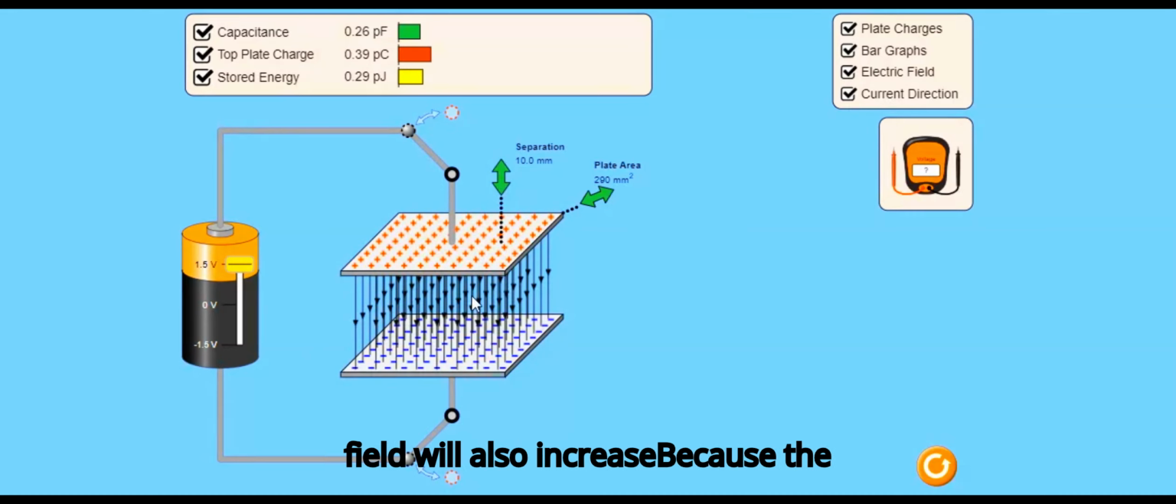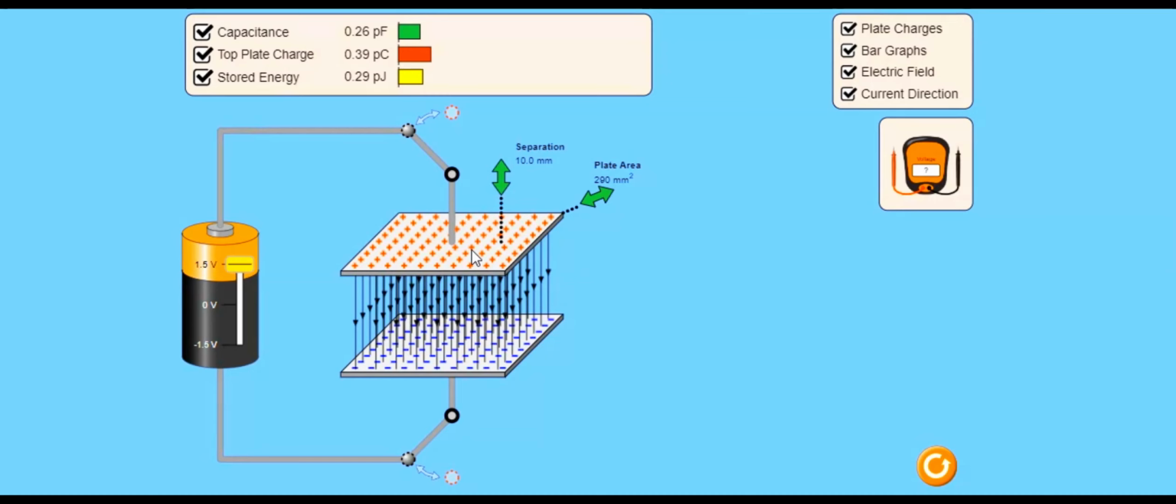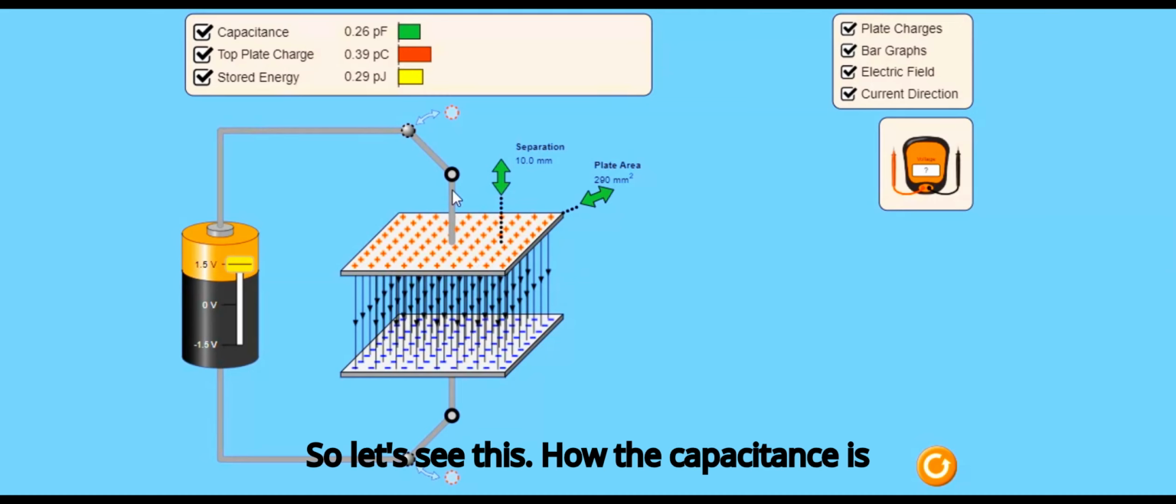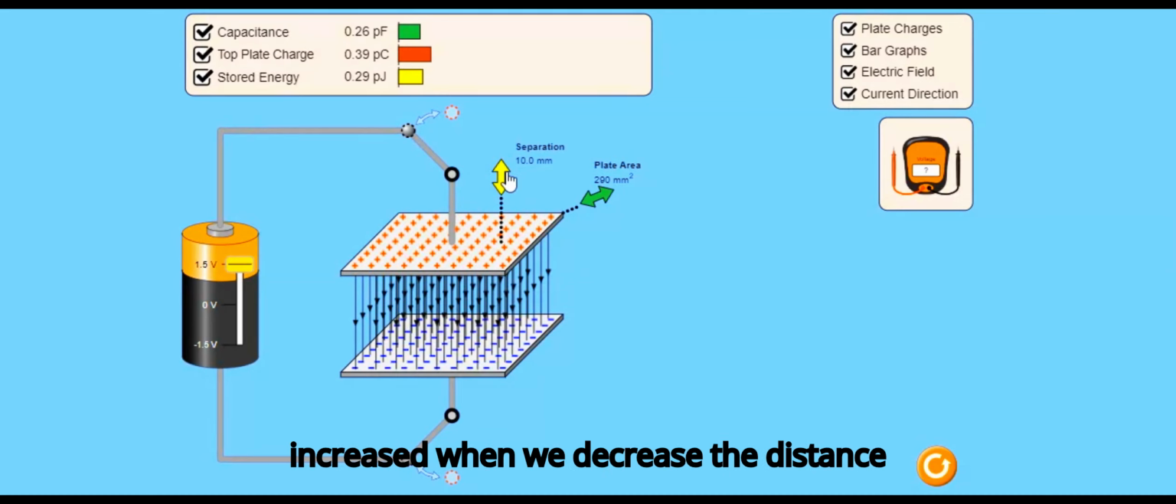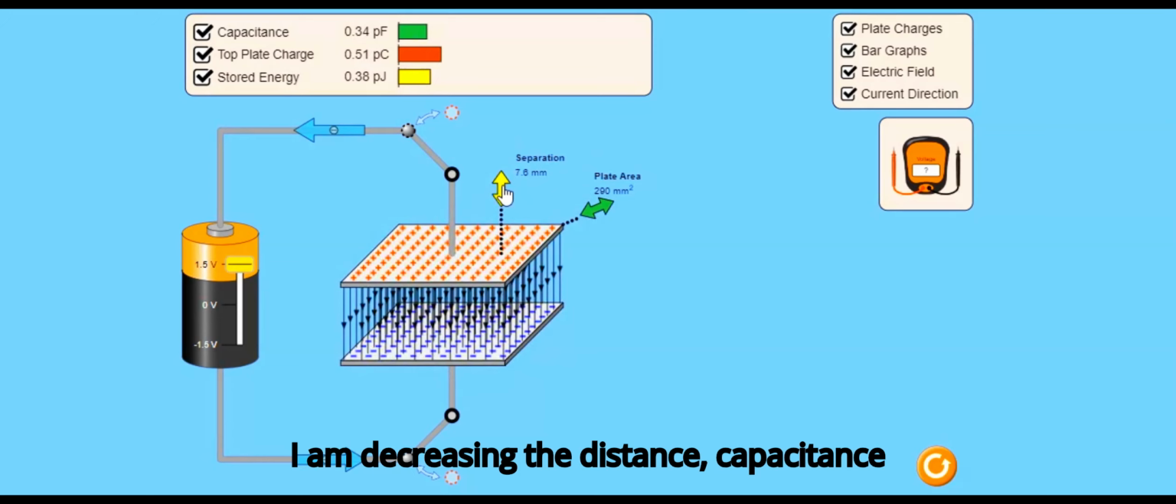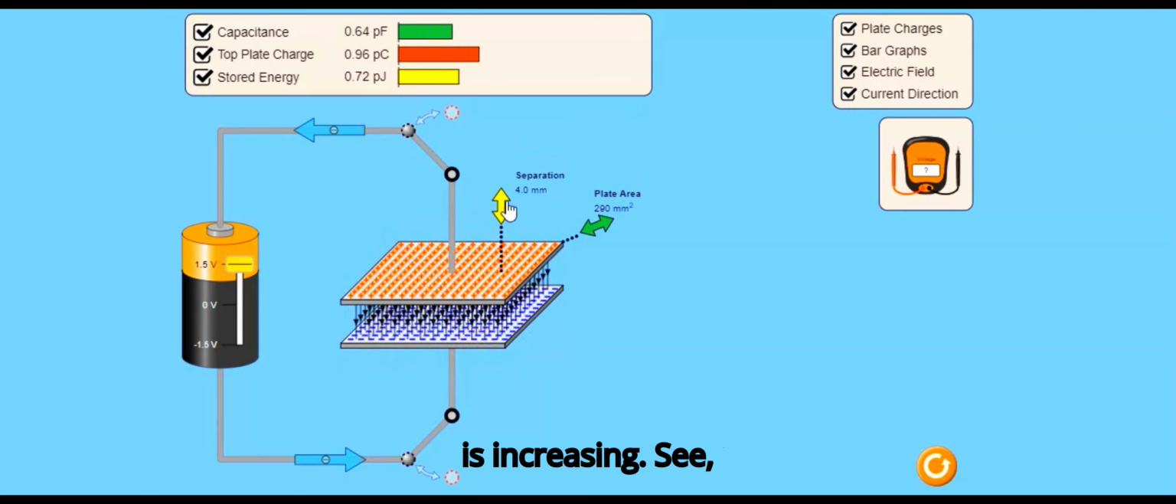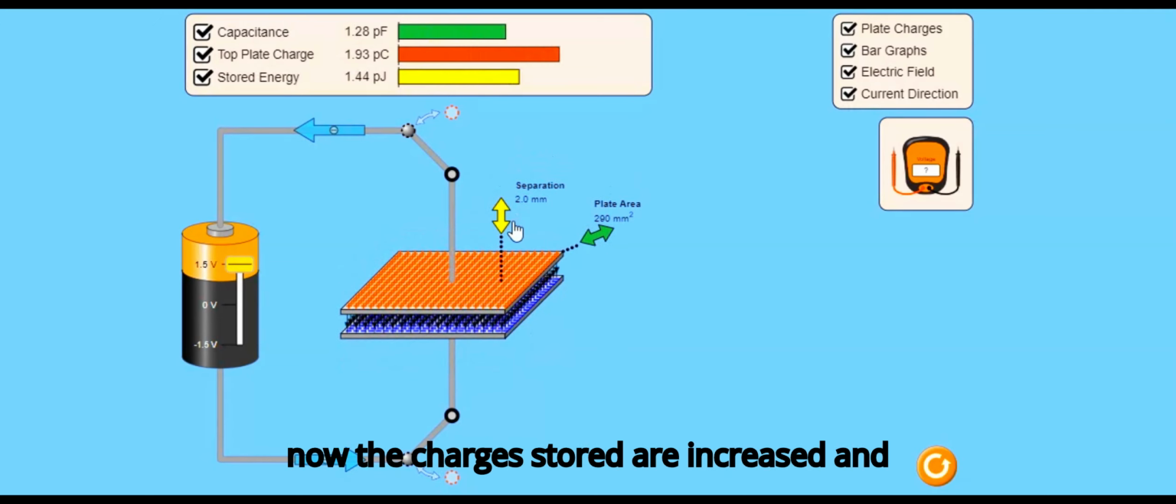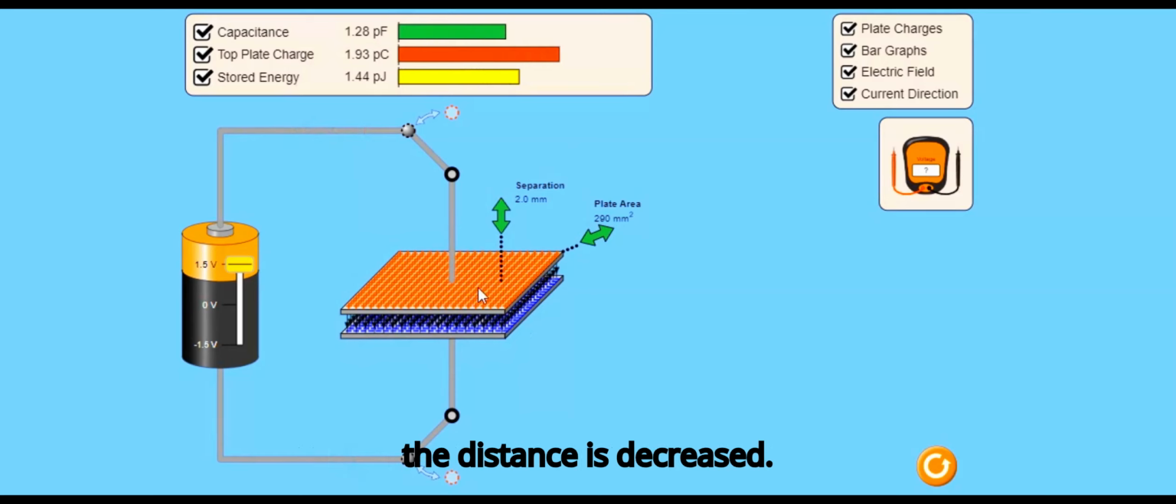The electric field will also increase. Because the charges stored are increased, the capacitance will increase. Let's see how the capacitance is increased when we decrease the distance between the two plates. As I am decreasing the distance, capacitance is increasing. See, now the charges stored are increased and the distance is decreased.